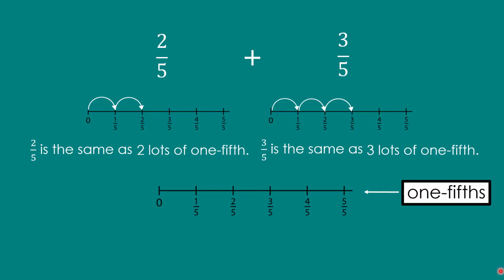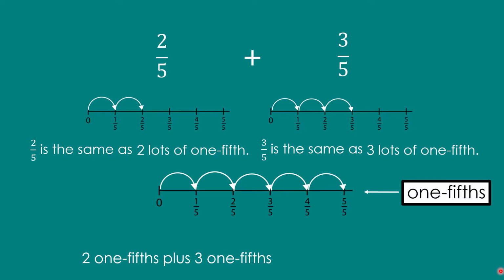So, what if we're adding 2/5 and 3/5? What could we say this time? We could say 2 1/5 plus 3 1/5 is equal to 5 1/5. Can you see that? Excellent. So 5 1/5. Now we normally say 5/5, but it means 5 1/5. 5 lots of 1/5.